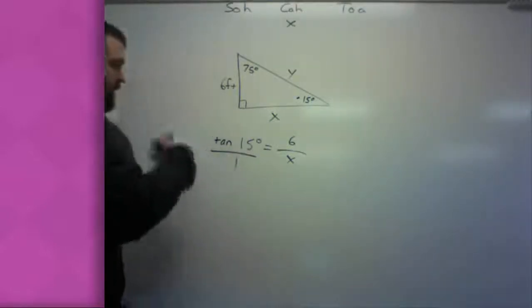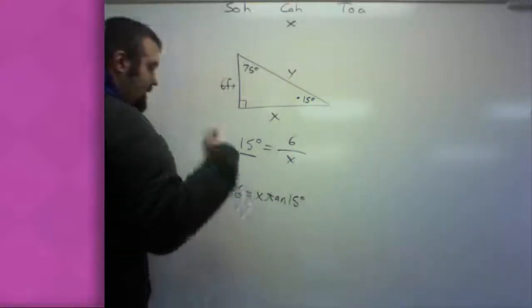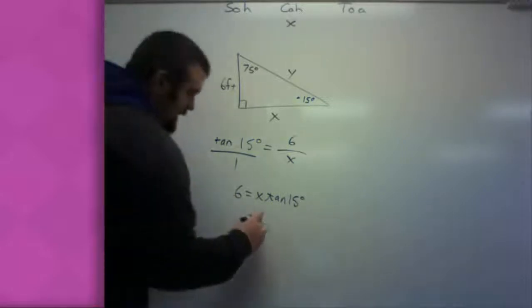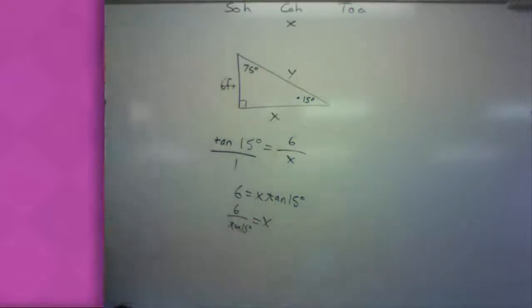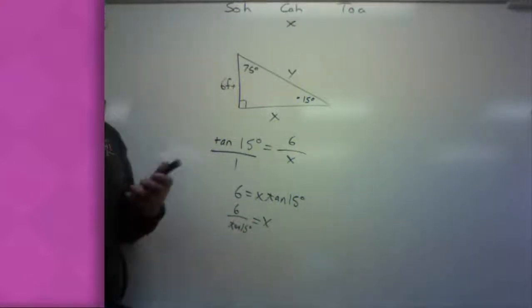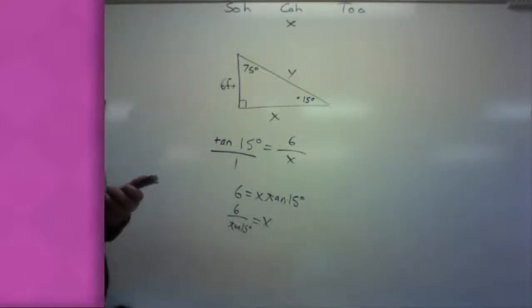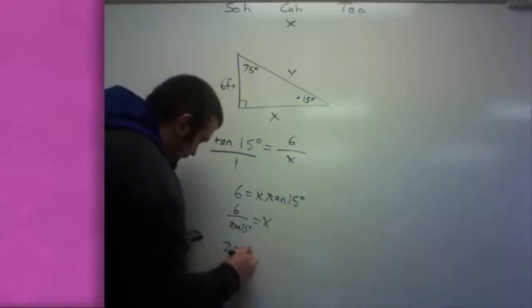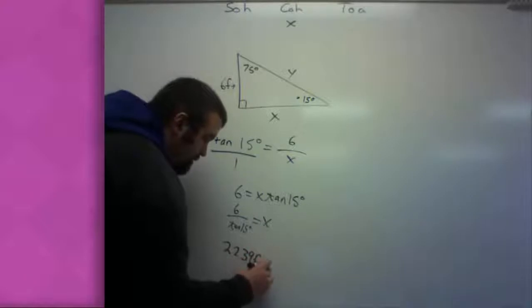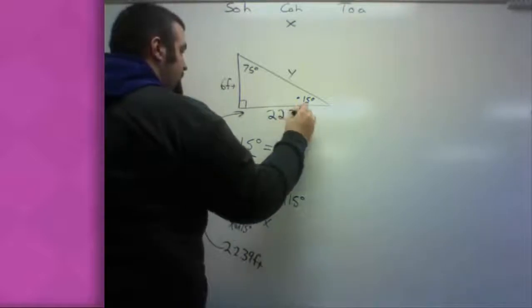I have a proportion. Cross multiply. 6 equals x times tangent of 15. I look, I don't have x by itself. Divide both sides by tangent of 15. X equals 6 divided by tangent of 15. And at this point, again, unless you're a genius or somebody that can memorize these real easily, you're using a calculator. 6 divided by tangent of 15. And I get 22.39 feet. And that's x. So I'm going to put 22.39 feet here.